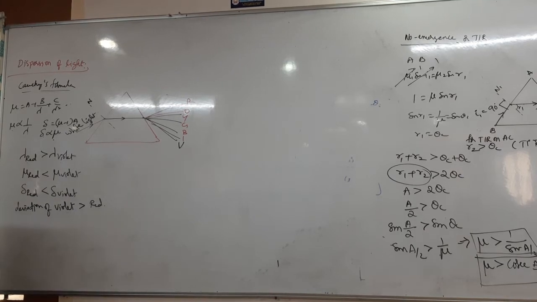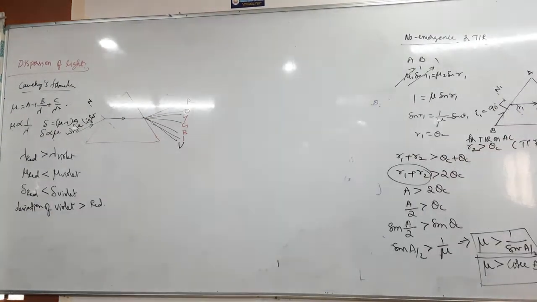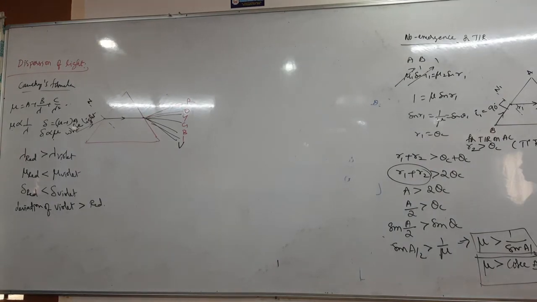First of all write that. Dispersion. When white light is incident on the prism, then it will disperse into a number of colors, known as the dispersion of light. Copy that.